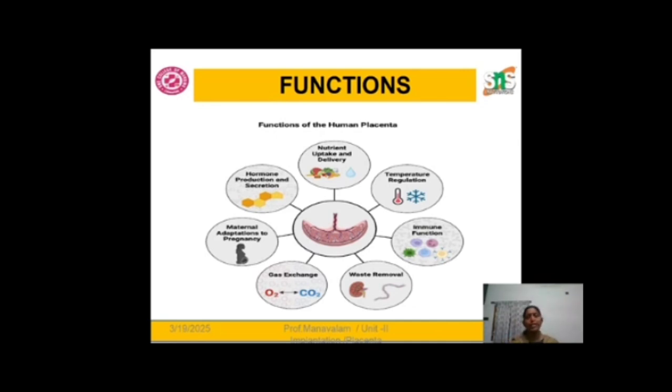Apart from that, maternal adaptation to pregnancy. The placenta is an organ that mainly adapts to the physiological changes taking place between the mother and the fetus. So this is also a function of the placenta. Apart from that, certain electrolytes as well as water are also transmitted from the maternal side to the fetal side through the placenta, and it also contributes to the development of the amniotic fluid. So these are the essential functions of the placenta.